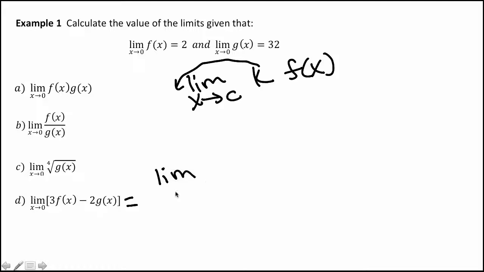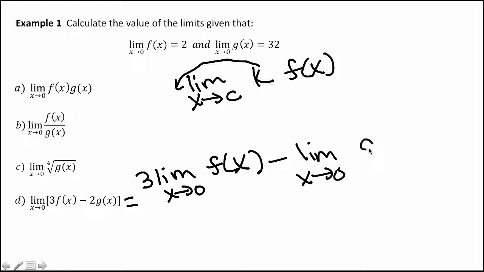So we're going to do limit as x approaches 0. And now we're going to pull the 3 out. So we're going to pull it here, pull it out. We have that, and then we're going to take minus the limit as x approaches 0 of g of x, and then just pull out the 2. We can pull that out here. And then we can make the substitution.